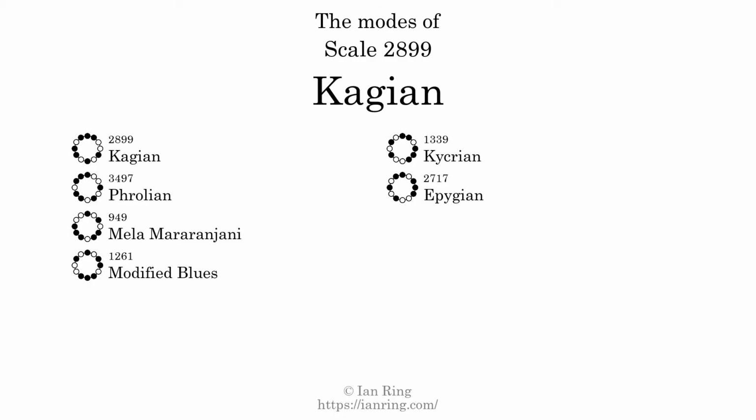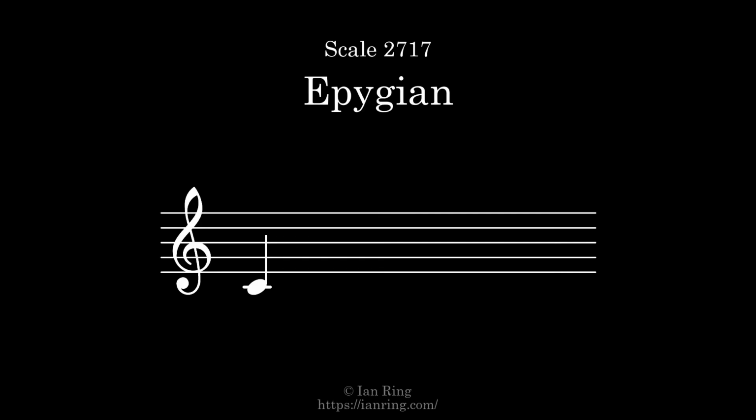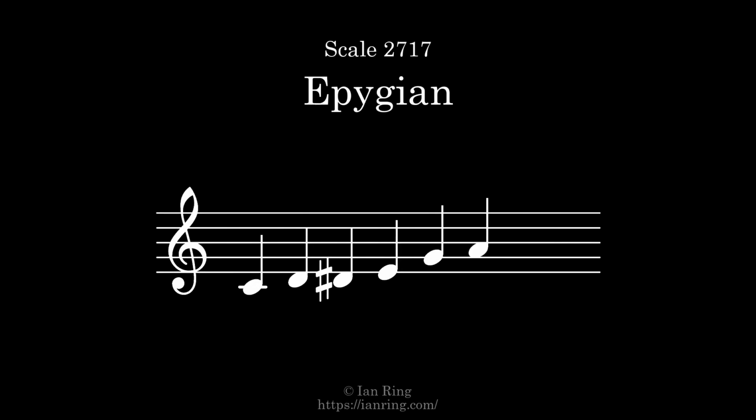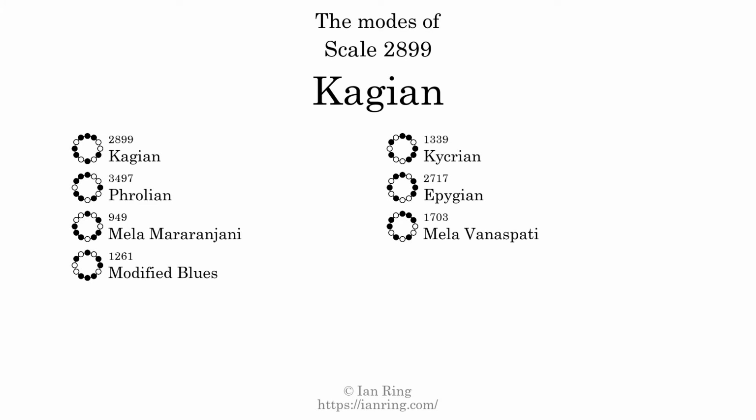The sixth mode is scale 2717, also known as a pigeon. It sounds like this. The seventh and last mode is scale 1703, also known as Mila Vanaspati. It sounds like this.